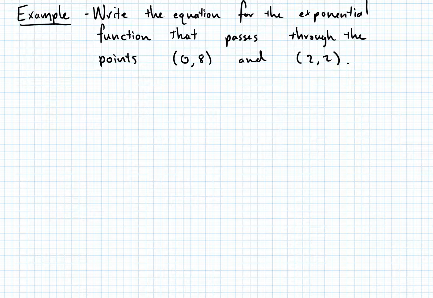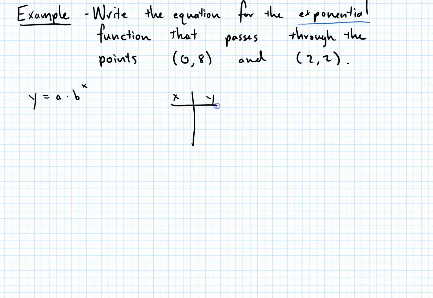Next example. Write the equation for the exponential function that passes through the points 0, 8 and 2, 2. So now we have 2 points, and we know it's an exponential function because it says so. So we need to use the exponential equation. Y equals a times b raised to the power x. I like to put my points in a table to keep myself organized. Our first point has an x-coordinate of 0 and a y-coordinate of 8. When x is 1, we don't know what y is. And when x is 2, y is also 2.